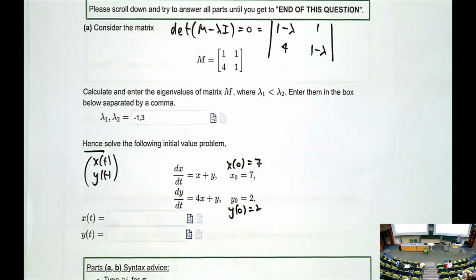Okay, so they're the initial conditions. It's not exactly clear from the typesetting, but that's what it means. So when t equals 0, x is equal to 7, and when t equals 0, y is equal to 2. So you've got 2 functions, and they depend on each other. So what might a model look like that's associated with this system?